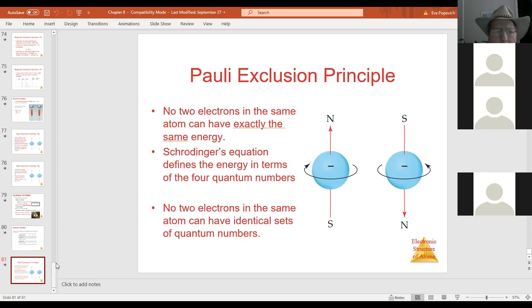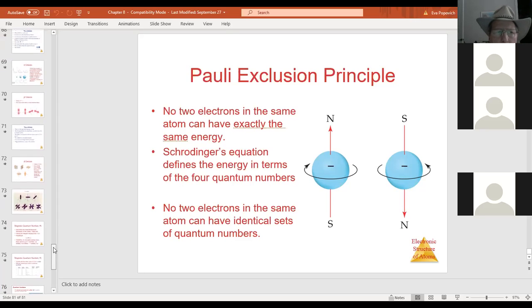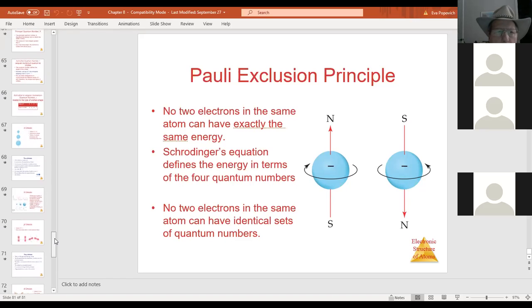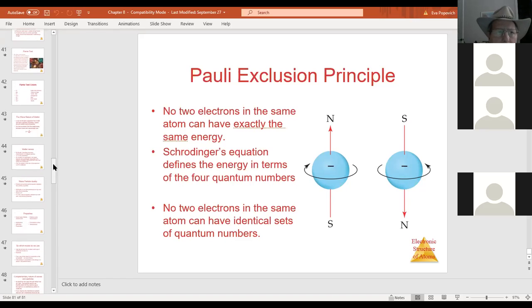Any questions on the orbitals, on the quantum numbers, or the development of the theory? Wave numbers, Rydberg equation, anything.